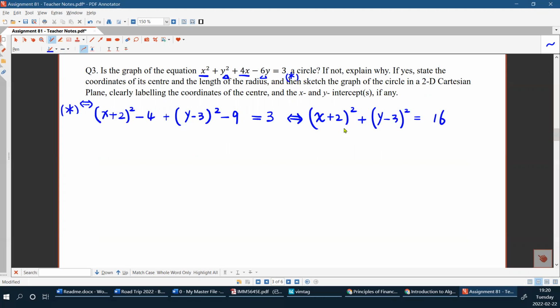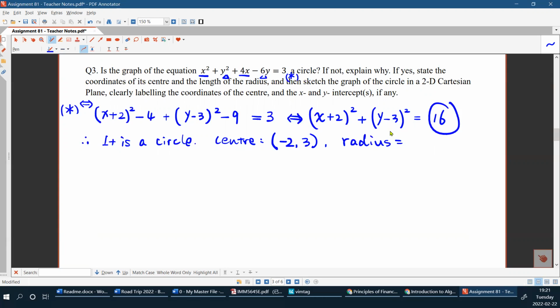All right, of course, this is already in the form of a standard circle, right? So you can make the conclusion. It is a circle. And the coordinates of the center: note here, x plus 2 is actually x minus negative 2. So the x coordinate of the center is -2. The y coordinate of the center is 3, right? And the radius is the positive square root of this number here, which is apparently 4, right?